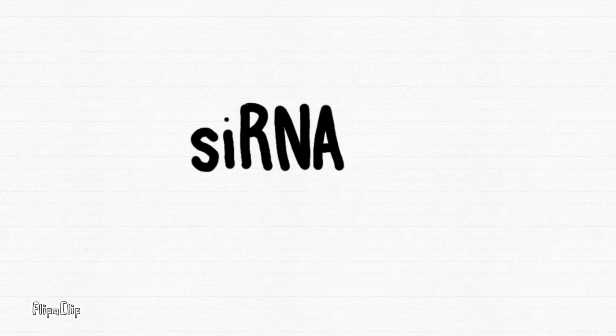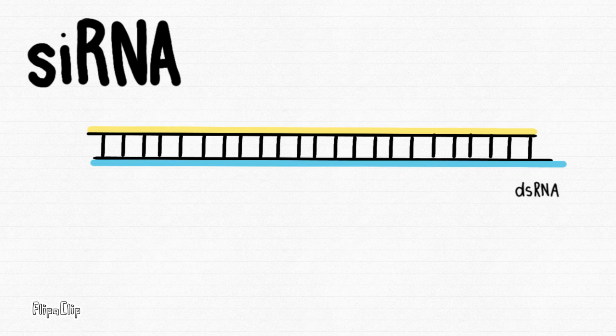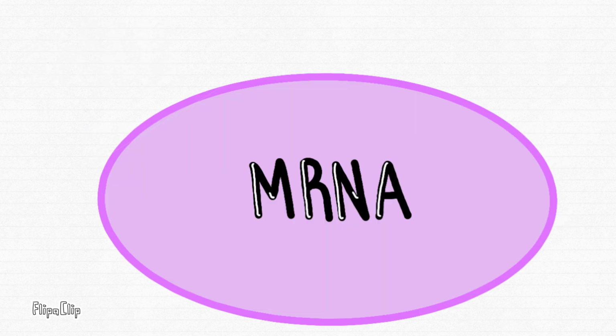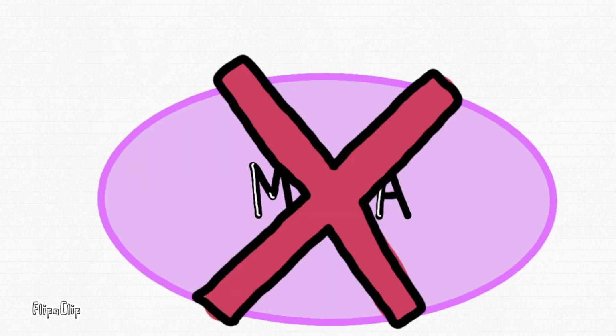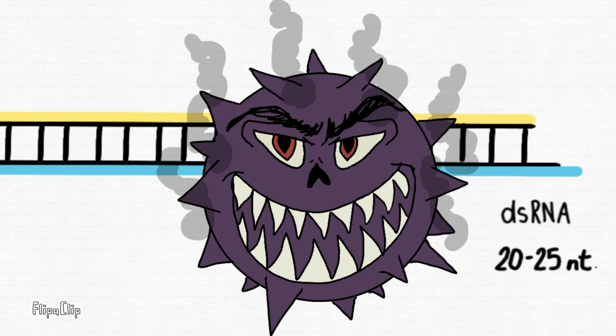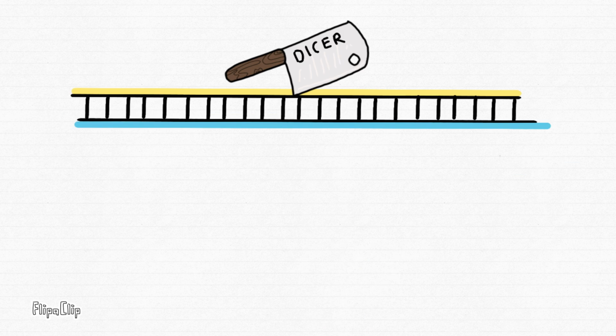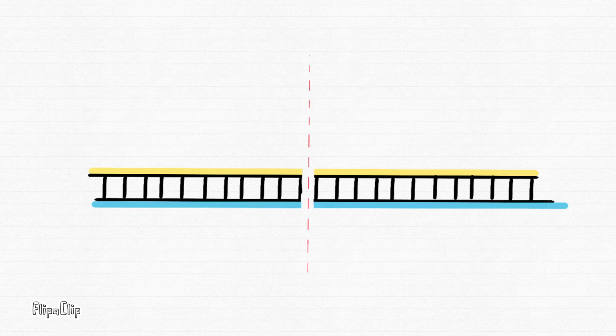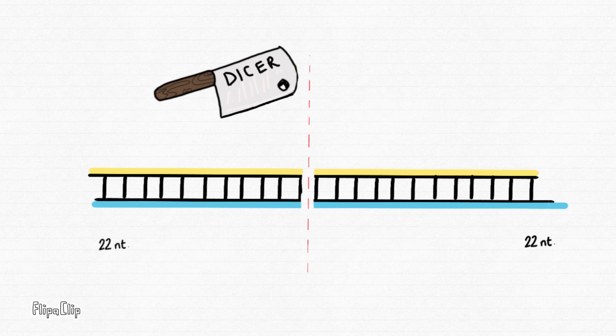siRNA, or small interfering RNA, also known as short interfering RNA or silencing RNA, is a double-stranded RNA molecule with 20 to 25 nucleotides. siRNA degrades mRNA that is no longer needed by the cell, as well as degrades viral RNA to get rid of any viruses in the cell. The RNA is cut into shorter fragments of 22 nucleotides by using a protein called dicer.